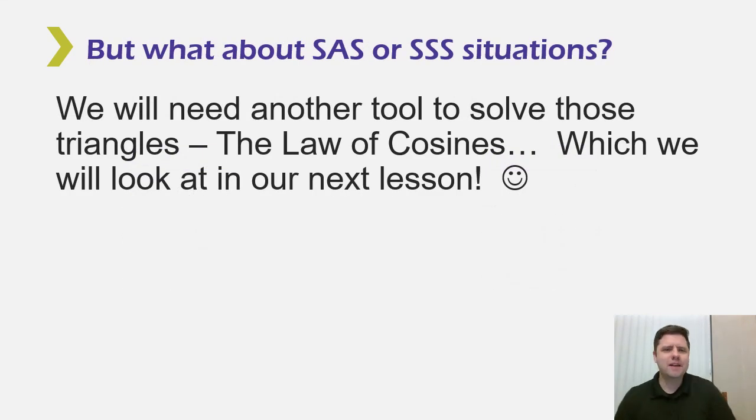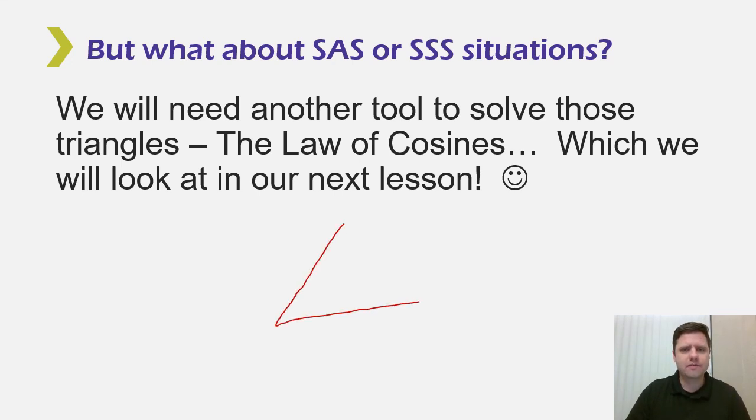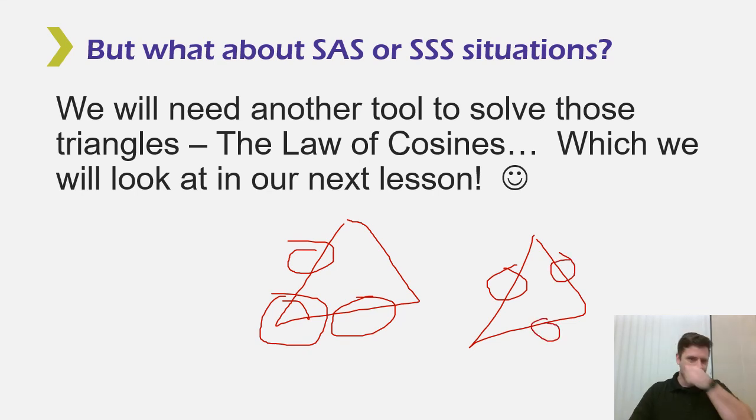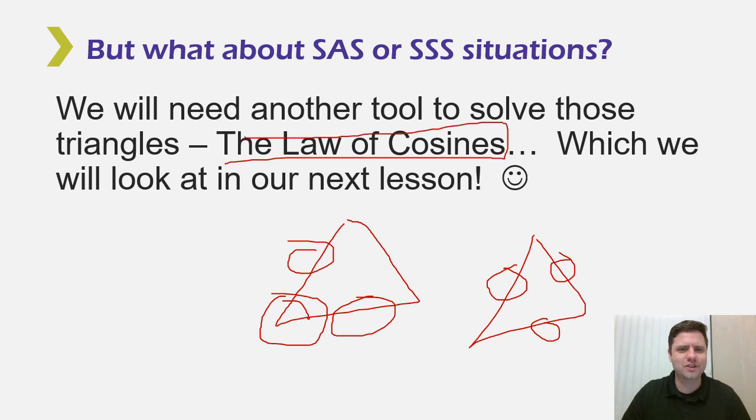So at this point, you might be asking, well, what about triangles, though? I know you must be asking this question, right? What about a triangle when you have a side angle side situation or side side side? In other words, what if I give you the length of this side, the length of this side, and the angle in between them? Or what if I just give you the lengths of three sides? Can we solve those triangles? The answer is yes, but you can't do it with just the law of sines. You need another law, the law of cosines, which we will look at in our next lesson together.